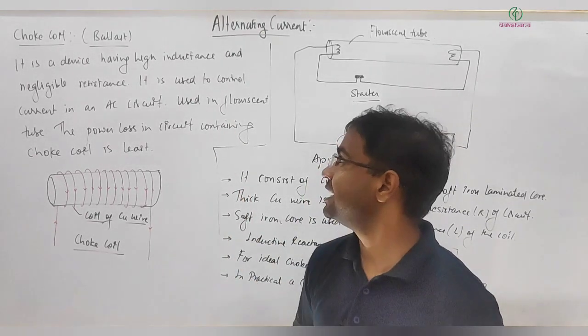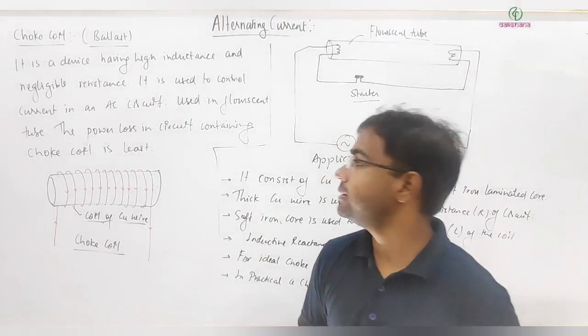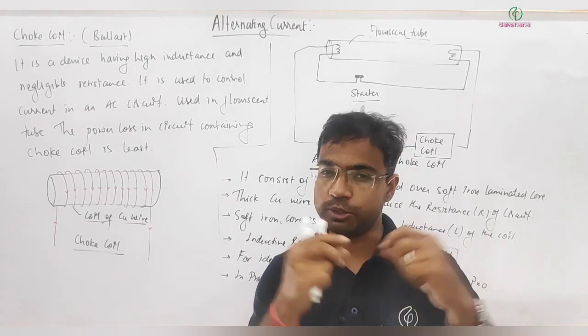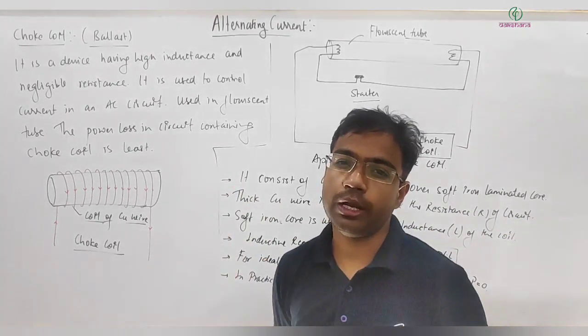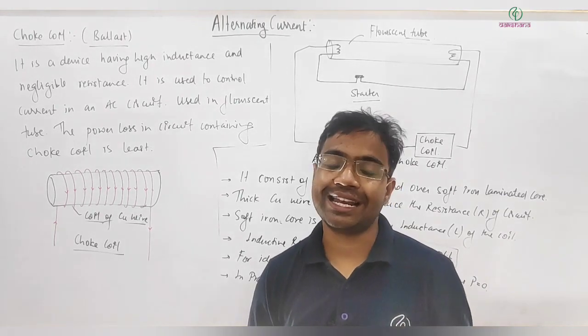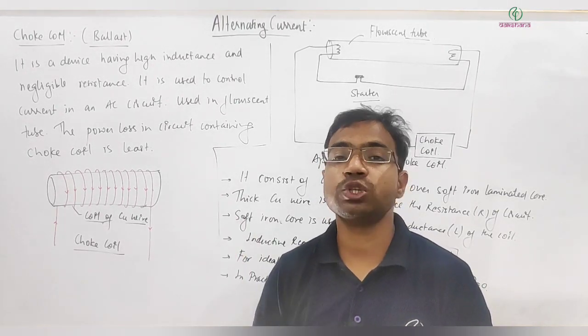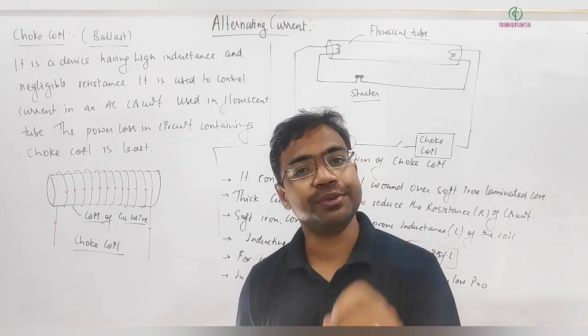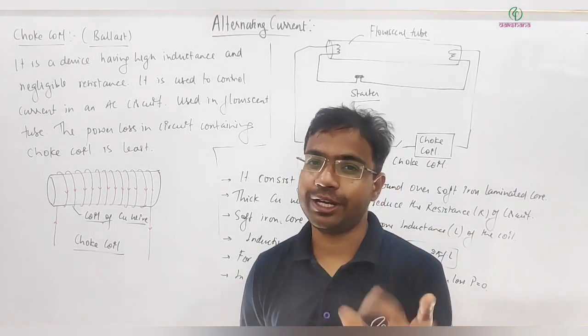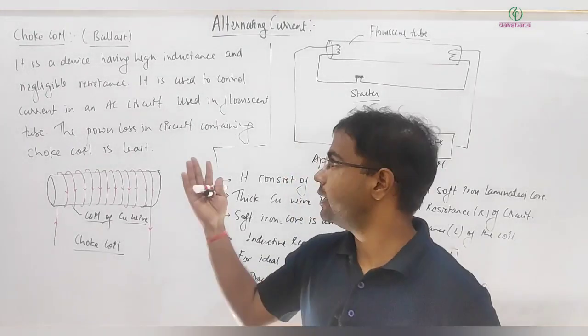This is also called ballast sometimes. One application you might have seen is fluorescent tubes. In some tube lights, a choke coil is used, because in tube lights we need a small current, and that can be done by using simply one choke coil, without wasting much power. So you already understood how helpful a choke coil is.